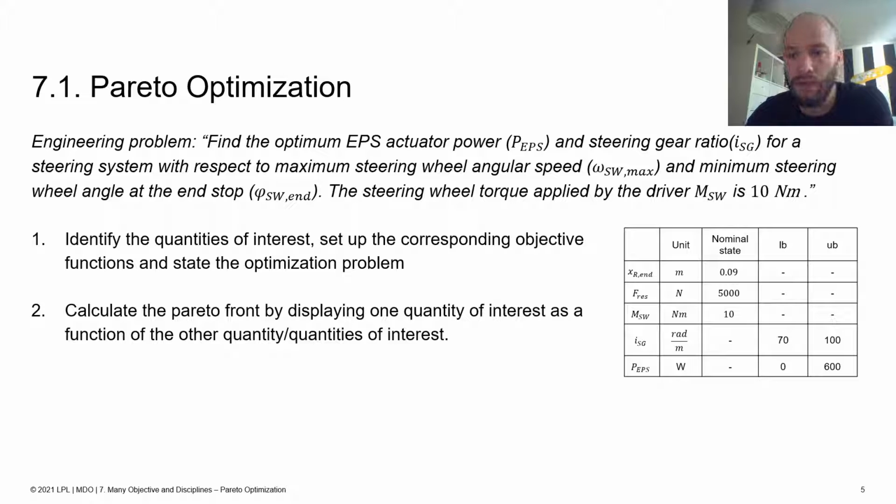We have two tasks. The first one is to identify the quantities of interest and set up the corresponding objective functions and state the optimization problem. And the second one is that we want to calculate the Pareto front by displaying one quantity of interest as a function of the other one. So we want to do it similarly as in the lecture.